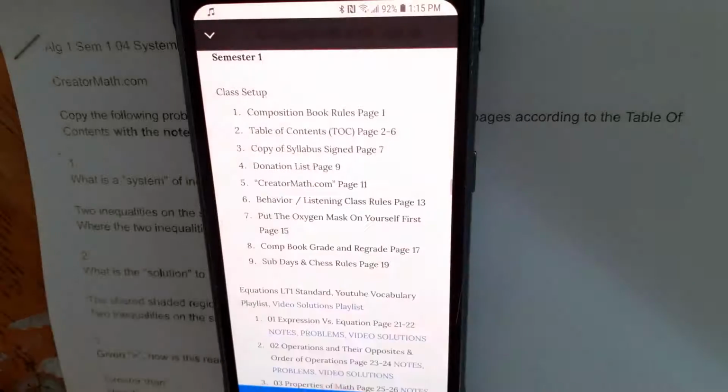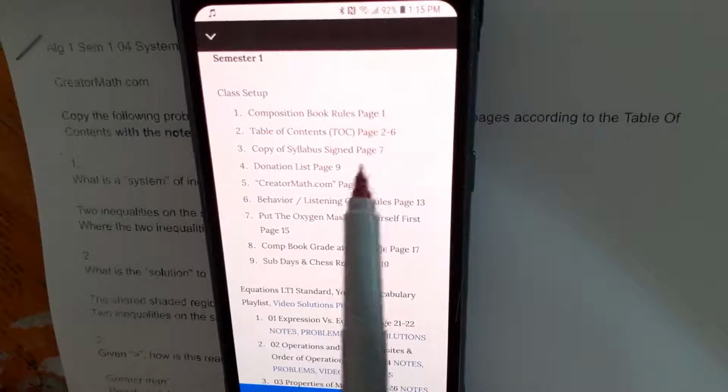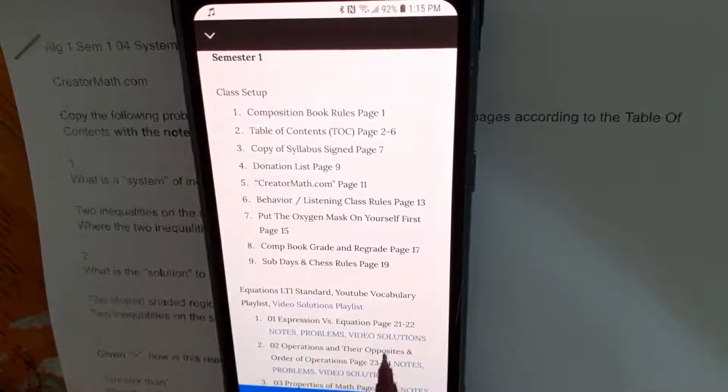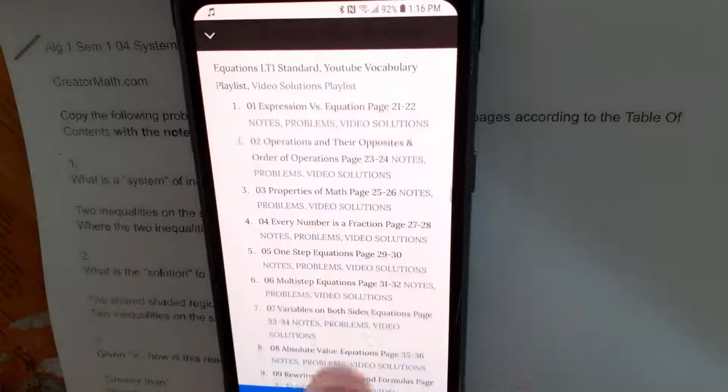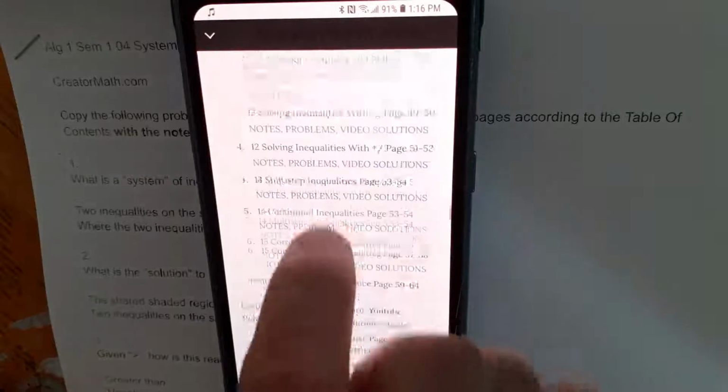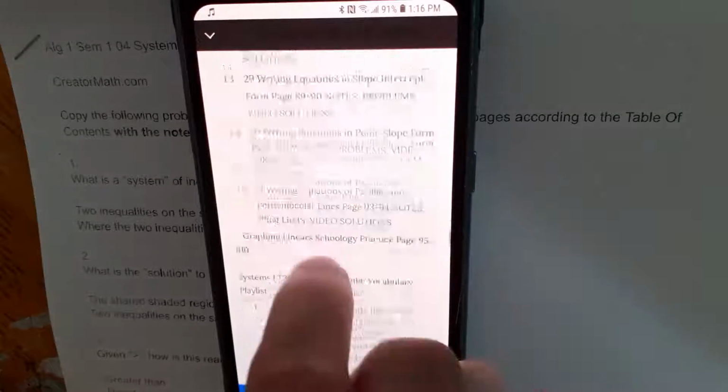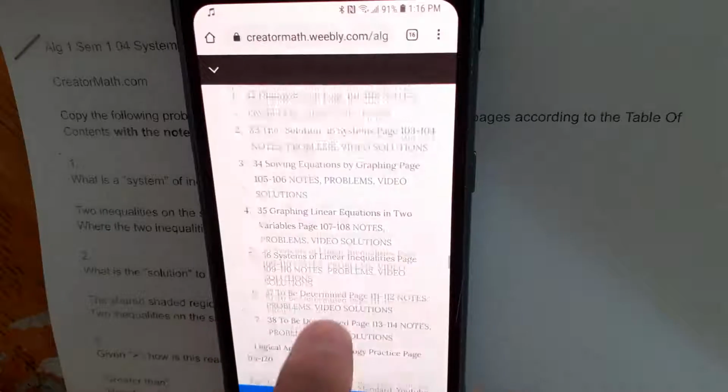Why is it so important? Why do I want you to have that in that composition book? Because it maps out every page we're going to fill in throughout the semester. We're going to put very specific things on very specific pages, and without that table of contents, you're going to be lost. All right, so now once we've done that, we're going to navigate to the unit we're in.